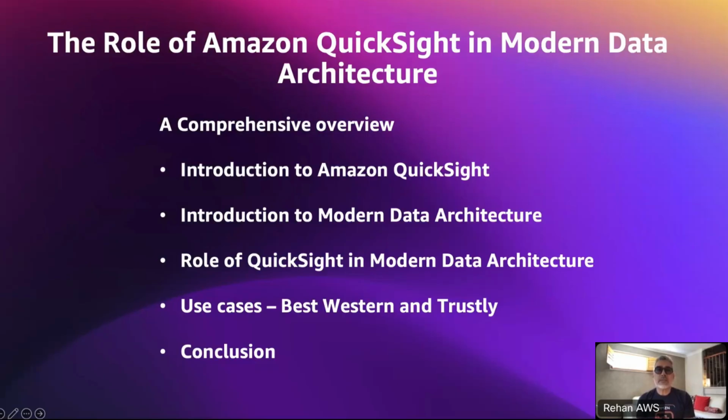After that, we'll move to some of the use cases. Some of our customers like Best Western and Trustly who've been using QuickSight, and we'll look at how they've been using it and what the benefits and gains are that they've got by using QuickSight. And then we conclude with an understanding of what we've learned, as well as why we think that QuickSight's a perfect fit for organizations who are moving towards a modern data architecture. So we'll conclude our presentation with that.